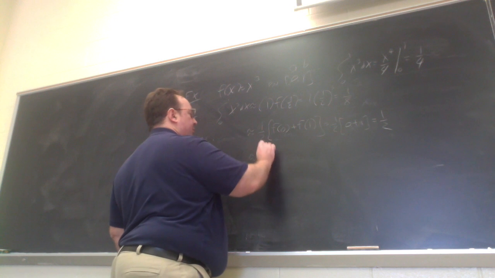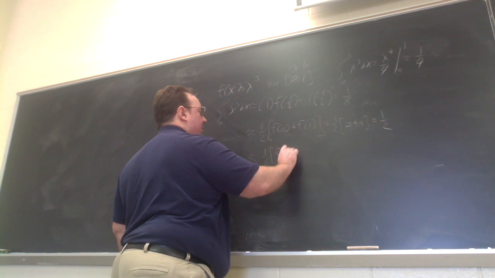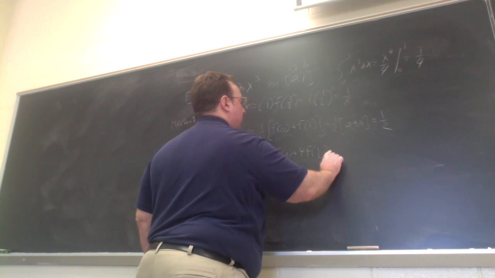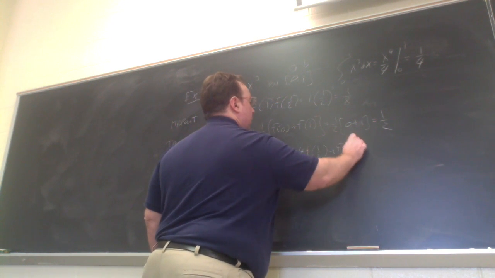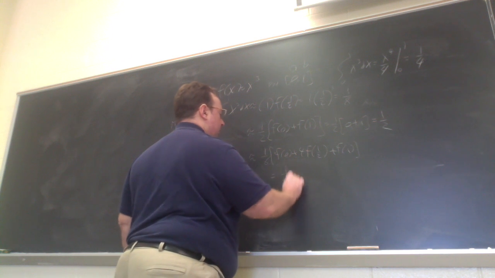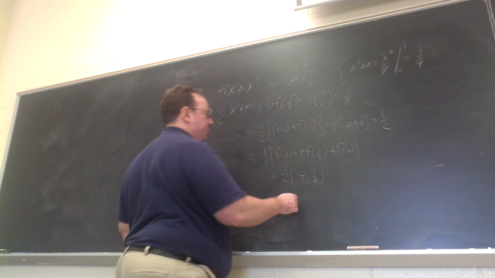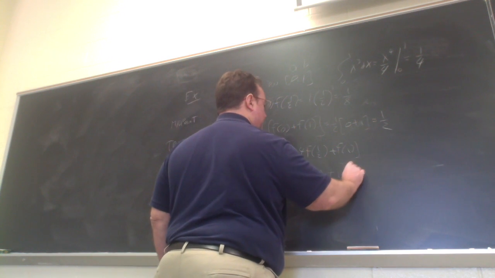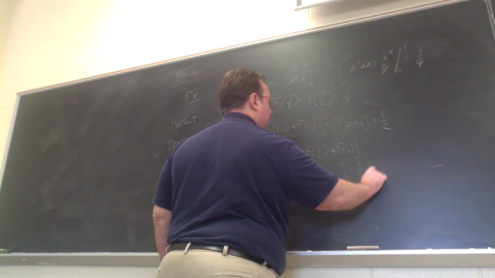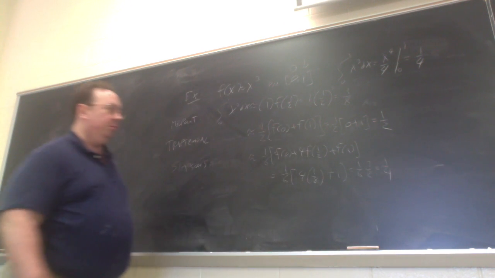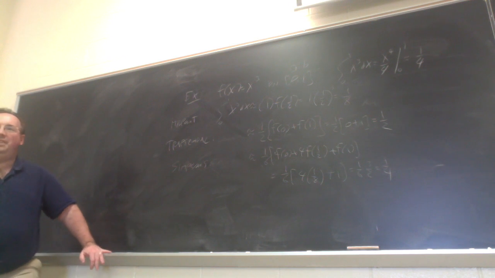So it's (b minus a) over 6, and we have f of 0 plus 4f of 1/2 plus f of 1. So we get 0 from here, we get 4 times 1/8, because it's cubed, plus 1. So we get 1/6 times 3/2, and well, look at that, we got it exactly. But this is a cubic polynomial, and Simpson's Rule has degree 3, so we could have expected that.